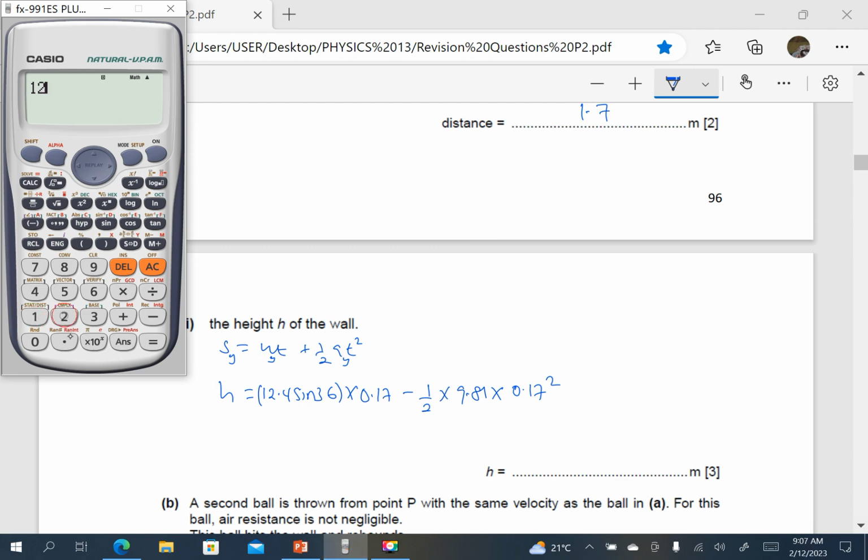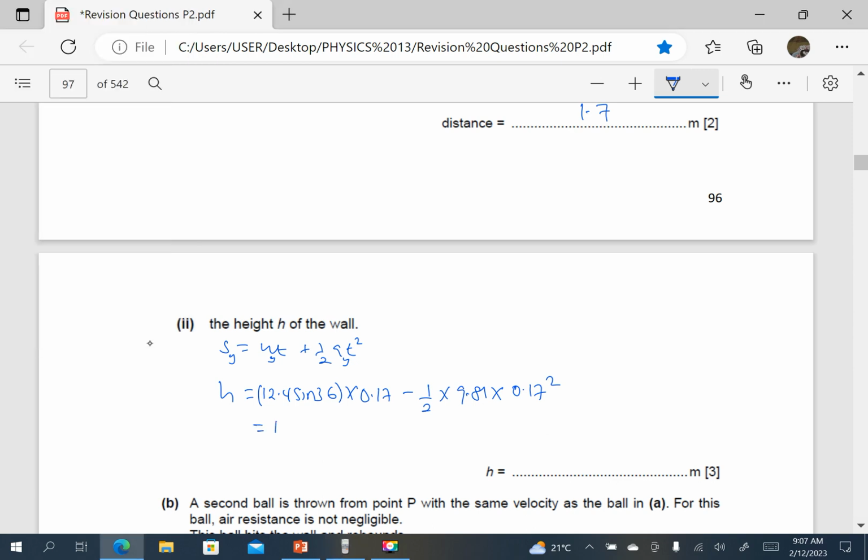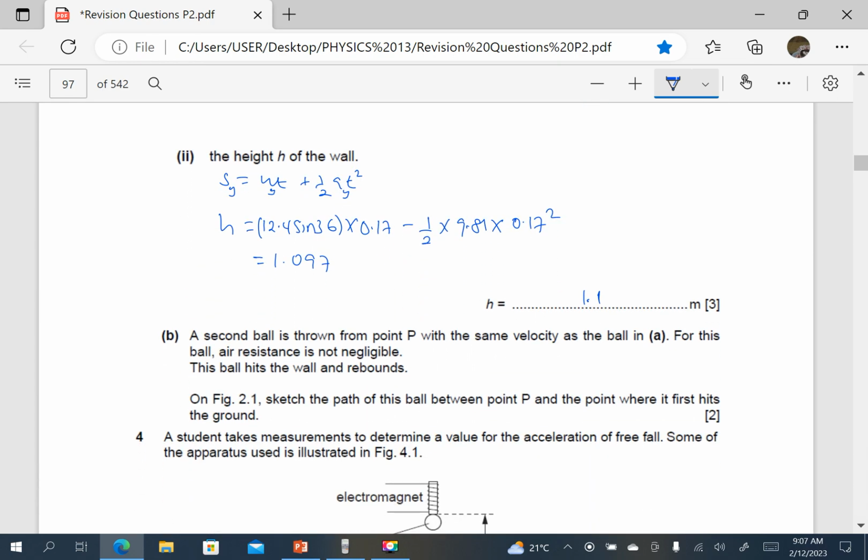So we have 12.4 sine of 36 times 0.17 minus open brackets 0.5 for a half times 9.81 times 0.17 squared. So we are getting 1.097 or approximately 1.1 in meters. 1.1.